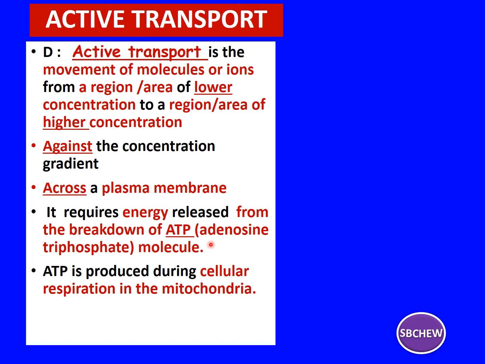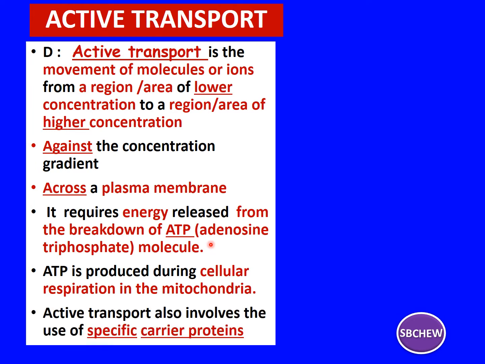So the energy released from cellular respiration is used to form this ATP, which then breaks down when the cell needs to use energy for active transport. Other than ATP, the cell also needs to use specific carrier proteins which have to transport the substances against the concentration gradient. So notice that all the terms here begin with A: active transport, against the concentration gradient, across the plasma membrane, use of ATP.